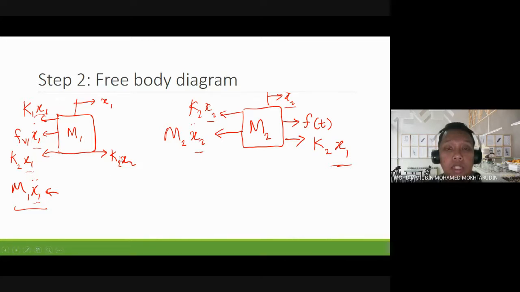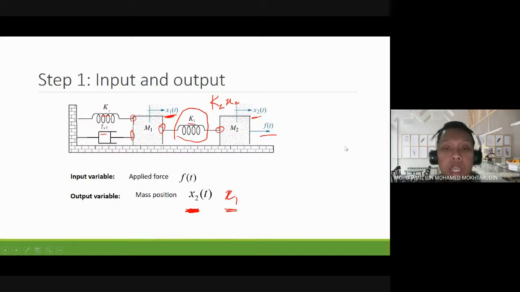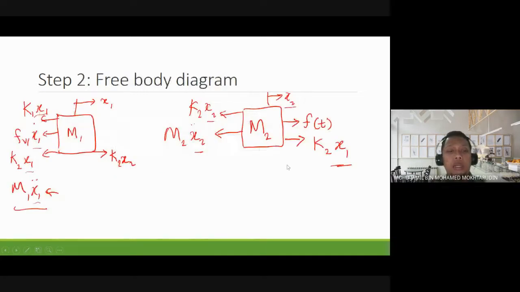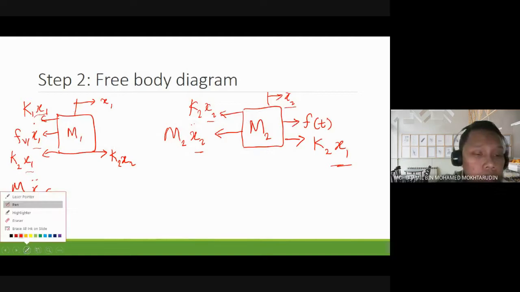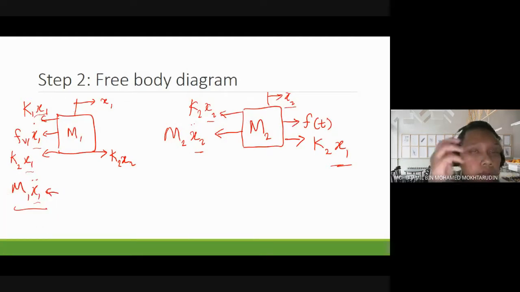Yang satu lagi yang depan ni sebab dia berkongsi, elemen ni berkongsi antara dua box. So spring K2 melekat pada M1, dia juga melekat pada M2. So dia ada force dari M2 sikit, dia ada force dari M1 sikit. Cara lain tulis dia, mungkin, tak tahulah belajar dinamik macam mana kan, yang dua ni kita boleh combine kan.